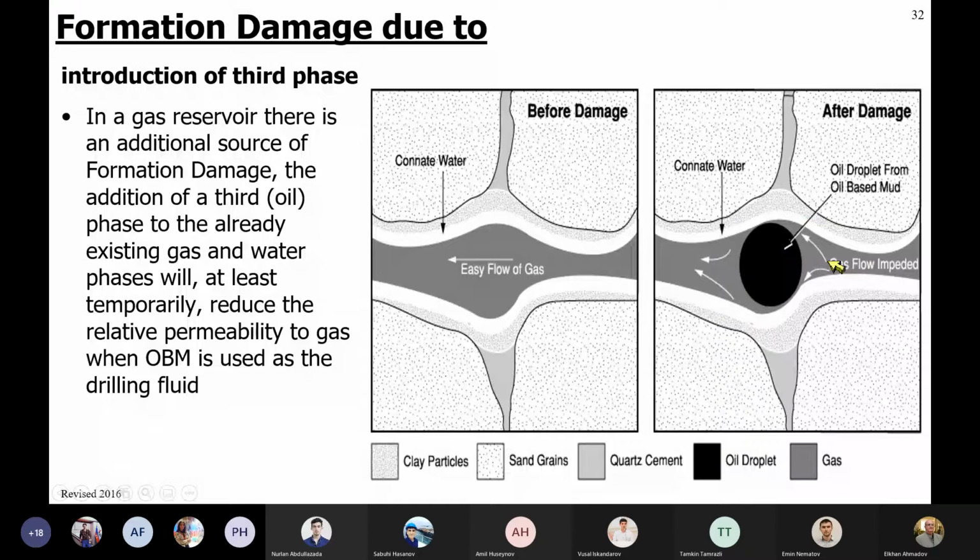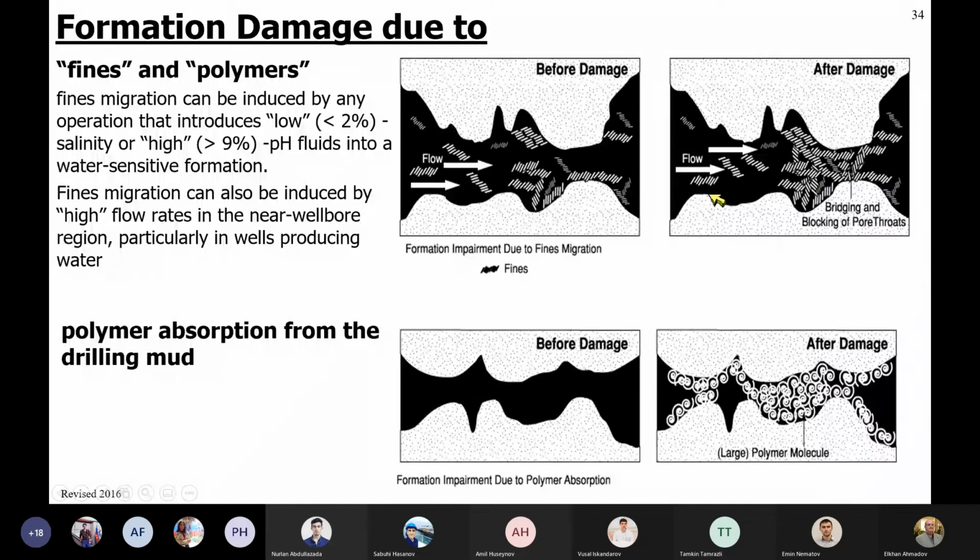Emulsions, as we said, polymers and fine migrations, reducing the pore throat size going through the formation and reducing permeability.